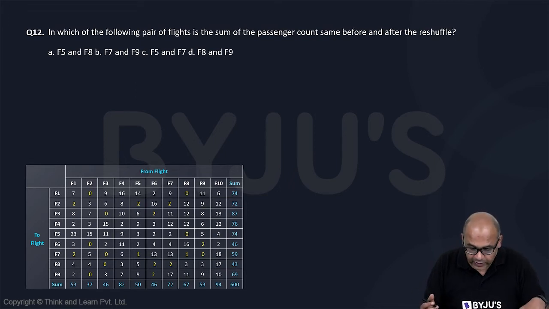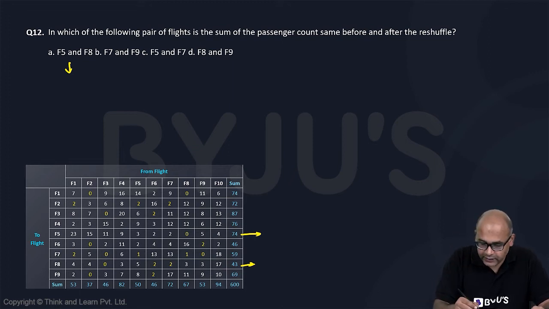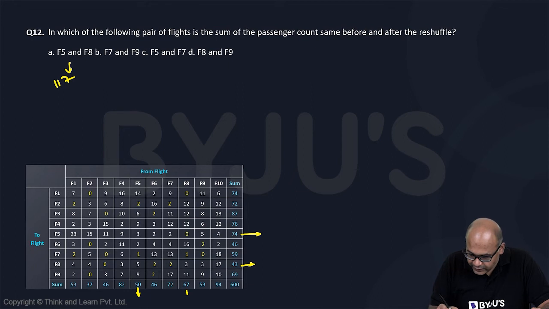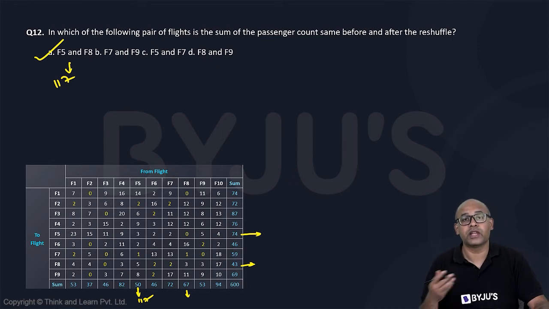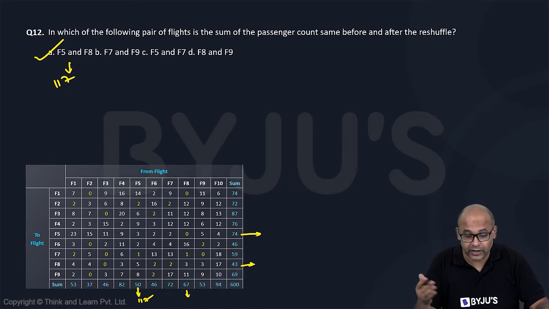So let's go ahead and take a look at it. F5 and F8. So 74 plus 43. So 70 plus 40 is 110, 117. Afterwards, it will be F5 and F8 again. 50 plus 67, 50 plus 60 is 110, so 117. So there itself you'll get the answer, option A. So thankfully you don't have to check for the other options. Okay, I read it wrong initially.